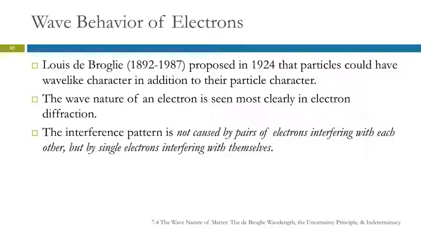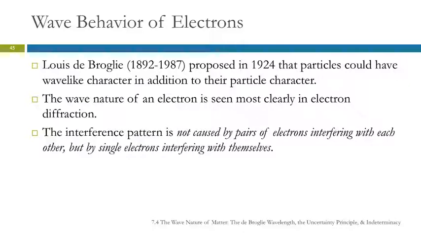Louis de Broglie proposed in 1924 that particles can behave like waves in addition to behaving like particles. We see the wave nature of electrons in electron diffraction, and this is the same idea as light diffraction, the double slit experiment where we saw a single source of light going through two little slits, and it created this pattern on the box. That can happen with electrons too.